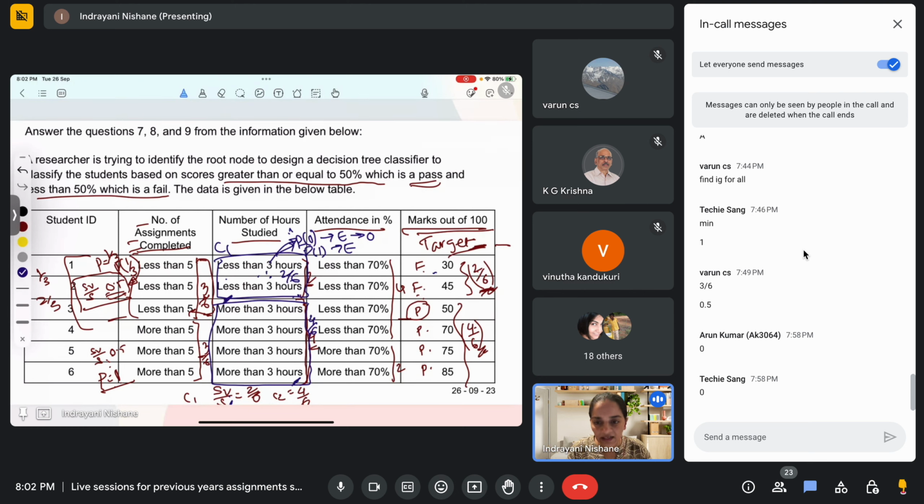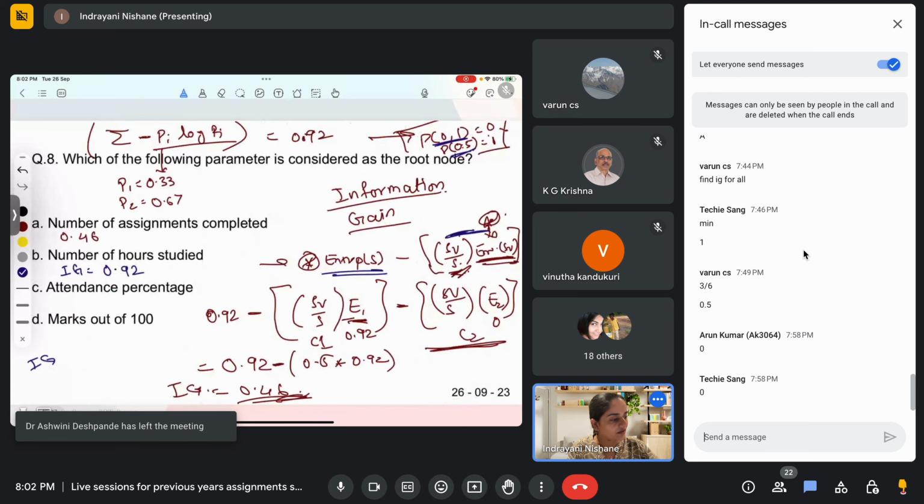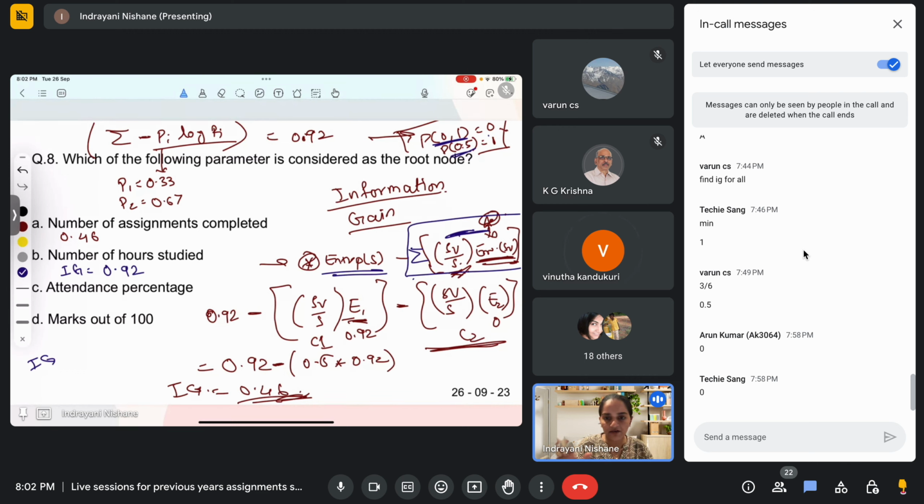Now come to the more than 3 hours class. In a class where students are studying for more than 3 hours, all of them are passing. That means passing probability is 1. So when passing probability is 1, the entropy value is 0. That means this entire summation block is 0, because for both the classes that value was 0. So our information gain was equal to entropy S, which was 0.92. So that is how this comes to 0.92.